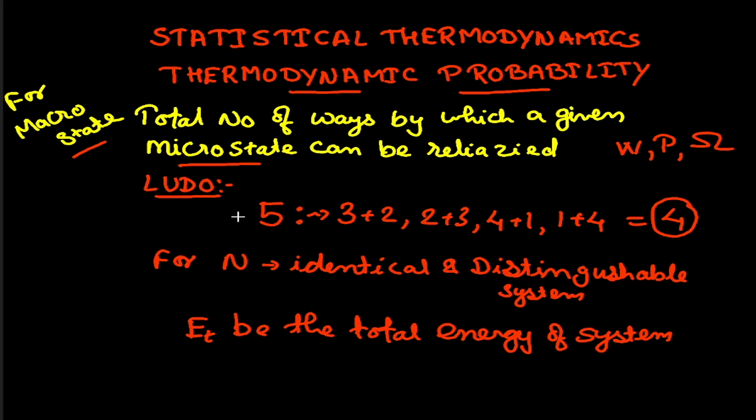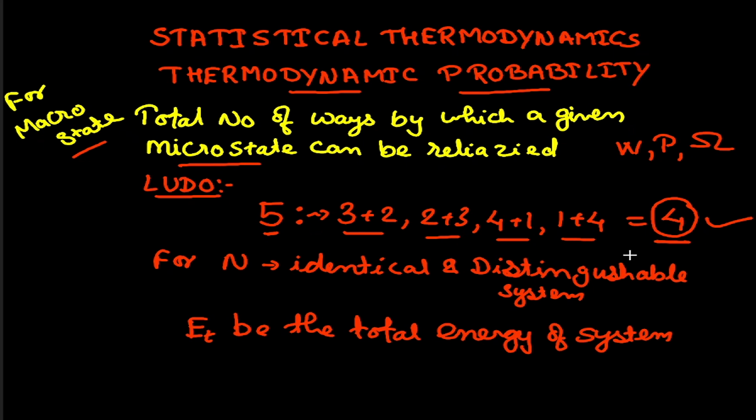So let us understand by taking the example that we have seen. Suppose in Ludo, if I want number 5, then this could be obtained by either 3 plus 2, 2 plus 3, 4 plus 1, or 1 plus 4. So these are the 4 ways in which I could obtain 5. So these individual combinations are the micro states, and 5 is the macro state. So for this particular macro state, the number of different ways in which a micro state could be arranged is known as thermodynamic probability, and the total number of ways we could obtain 5 is 4. So the thermodynamic probability is 4.